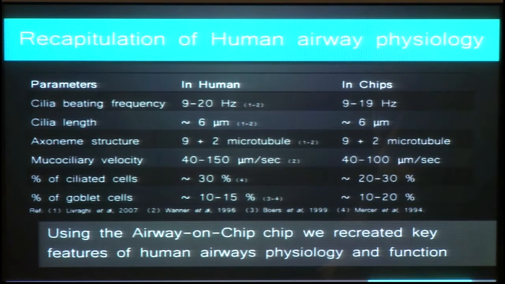So this is just a table to recapitulate a few parameters and compare between human and chip, what you have in human and what we found in chip. And you can see that it's very similar for many parameters, the percentage of cells, the cilia beating frequency, and the mucociliary velocity. So using this chip, we recreated some key features of the human airway physiology and function. And we then wanted to apply that to the disease I mentioned earlier, COPD and asthma.